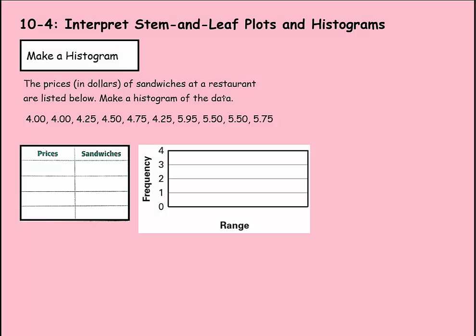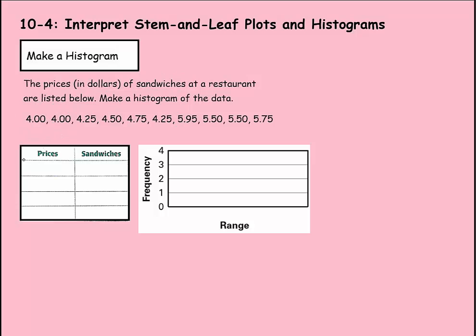So first we actually need to figure out what our intervals are. First it's good to look at the range of our data, where I see the lowest is 4, and the highest would be 5.95. So if we're looking to make 4 intervals over a distance of about 2, we can divide that by 4 and find an interval that would work. So 2 divided by 4 would be 1/2. So let's go with 0.5 as our intervals.